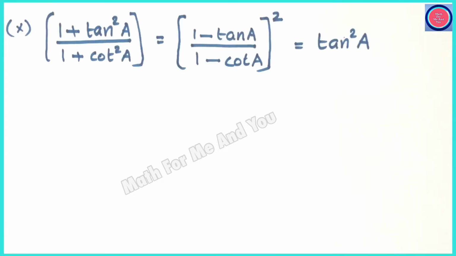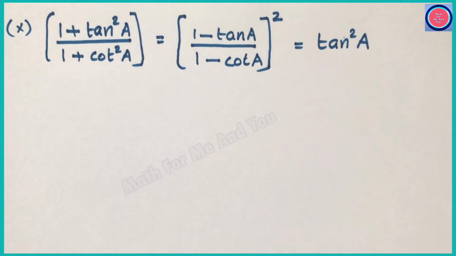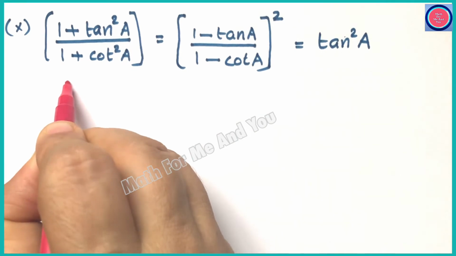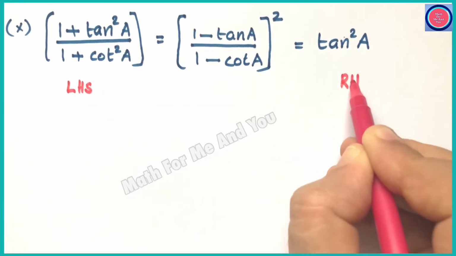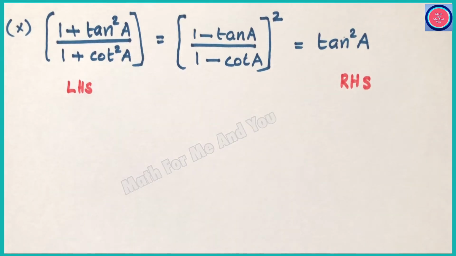The 10th identity is 1 plus tan square a divided by 1 plus cot square a is equal to 1 minus tan a divided by 1 minus cot a, the whole square, is equal to tan square a. In this question we have to prove the first bracket equals tan square a and also the second bracket equals tan square a. For that, if we consider the first bracket as LHS, we have to show the answer is equal to tan square a. That means tan square a is the RHS.